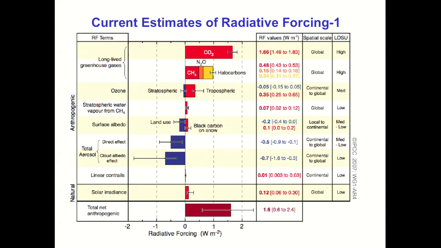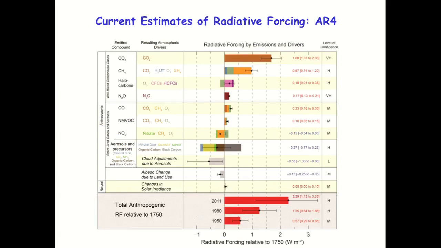The question is, has that changed very much over the last 5 to 10 years? Well, this is what it looks like in the more up-to-date reports, in AR4 and 5. What we're now doing is splitting the radiative forcing components into the anthropogenic and natural as before, but then we're further splitting the anthropogenic into well-mixed greenhouse gases, and then splitting it between the emitted compound and the resulting drivers.